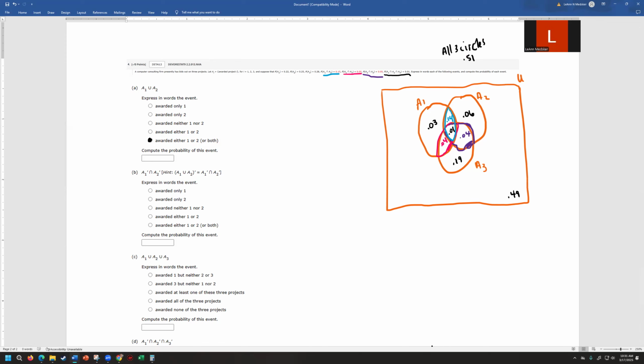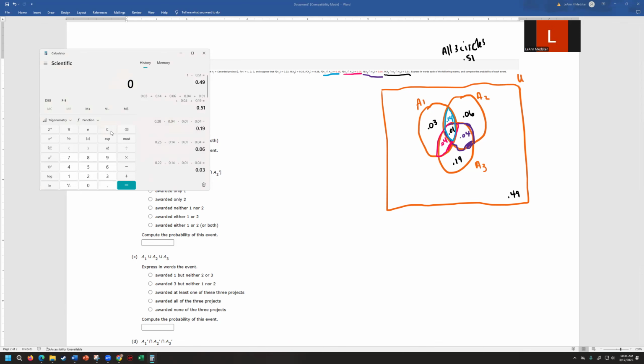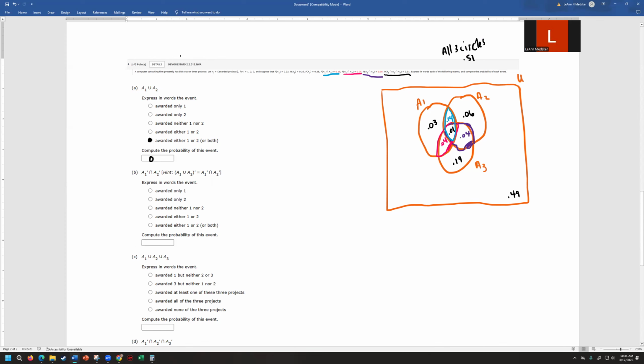If we add these together, you're just adding the A1 circle and A2. So that's 1, 2, 3, 4, 5, 6 different little areas. Let's do that on our calculator. 0.03 plus 0.14 plus 0.06 plus 0.04 plus 0.01 plus 0.04. That is 0.32. So the probability that we are in either A1 or A2 or possibly both at the same time, because it's including either or, one or both, is 0.32 or 32%.